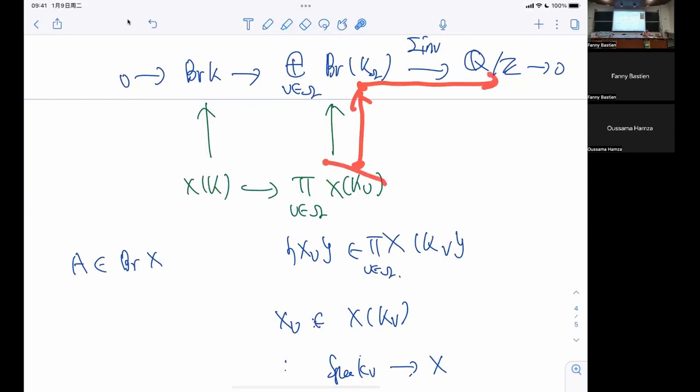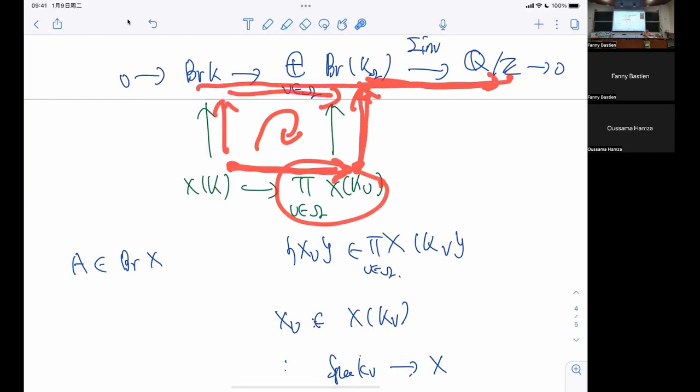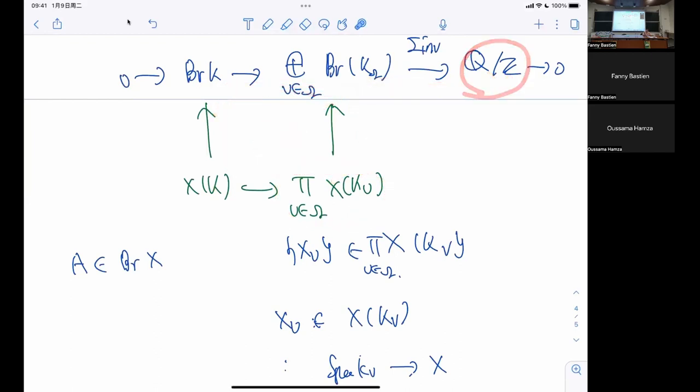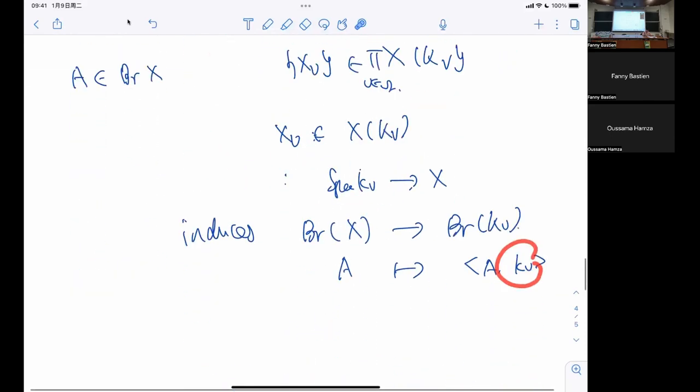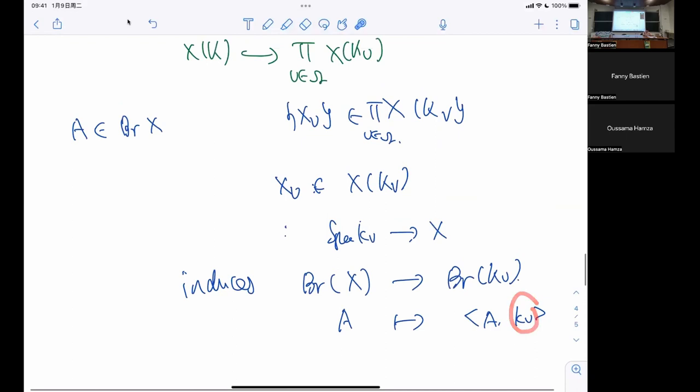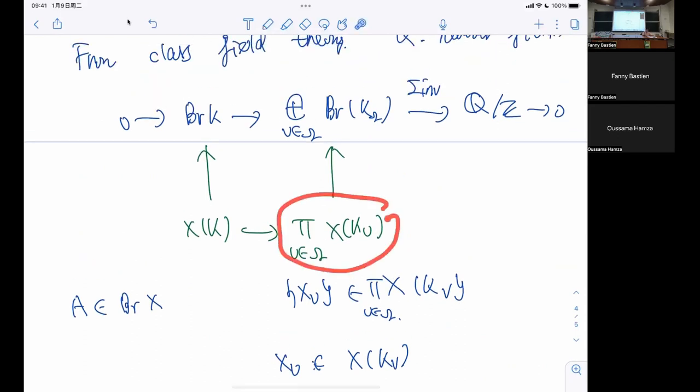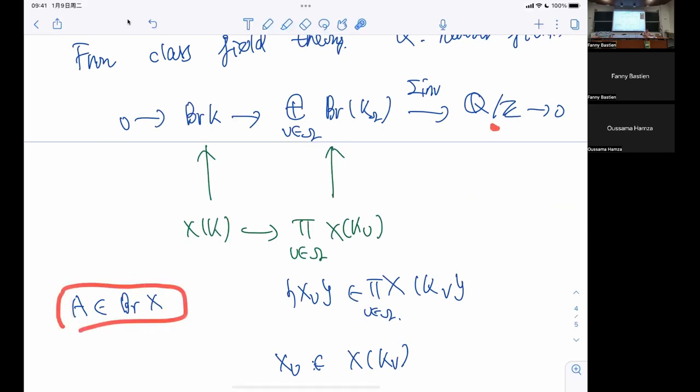And then if this element, this collection of local points, does come from a global point, what would it mean? It would mean that this has a composition like this, but since this is a commutative diagram, it's the same to go like this. But this is a complex, which means that it should vanish here. So if we have a collection of local points, which is actually in the image of X(K), which means that they do glue together to give a global point, then the pairing with this element in the Brauer group should vanish here. Okay, so this is what this commutative diagram gives.